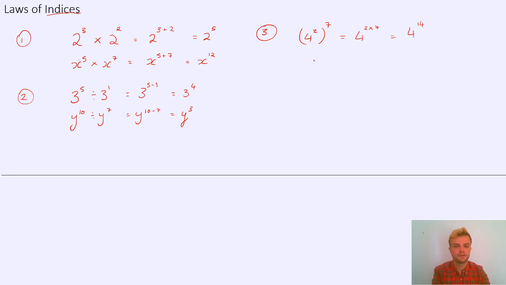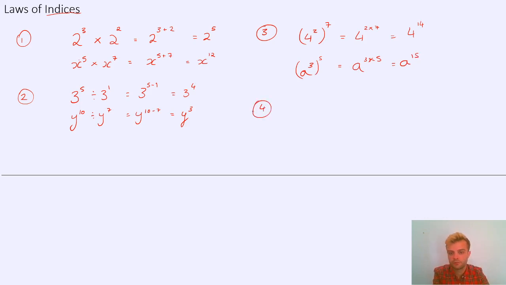And again, if you have letters, it works exactly the same. If I have a to the power of 3, and all of that is to the power of 5, then my answer is a to the power of 3 times 5, which is a to the power of 15.